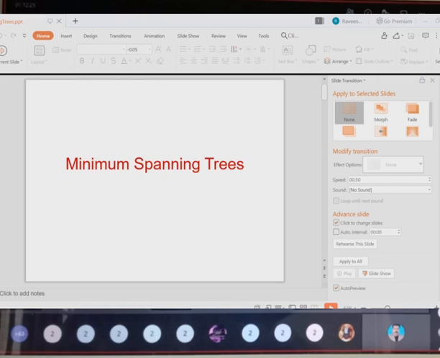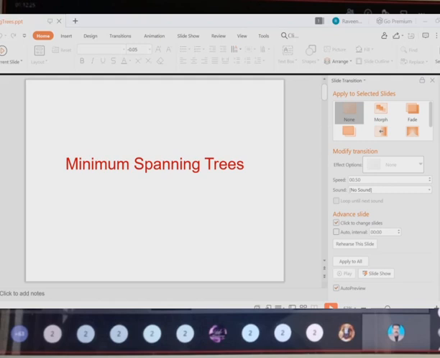The applications are to find the cheapest way to wire your house, and to find the minimum cost to send a message on the internet. These are real life applications. Before moving on to these, we'll discuss the properties, and also an example of a minimum spanning tree.